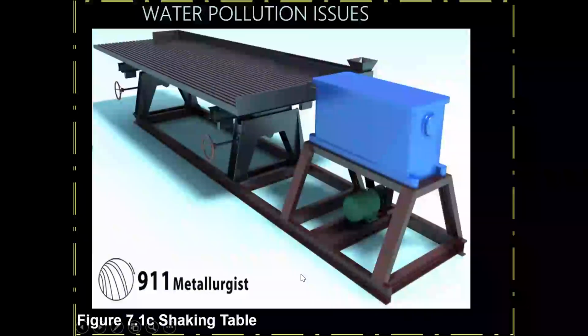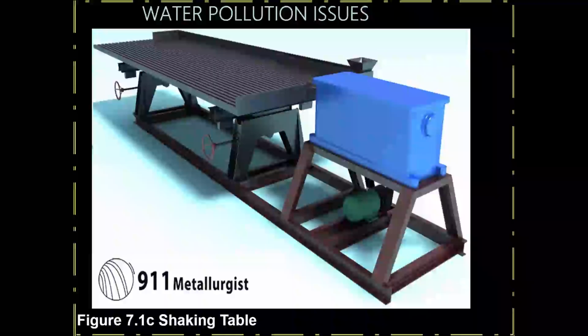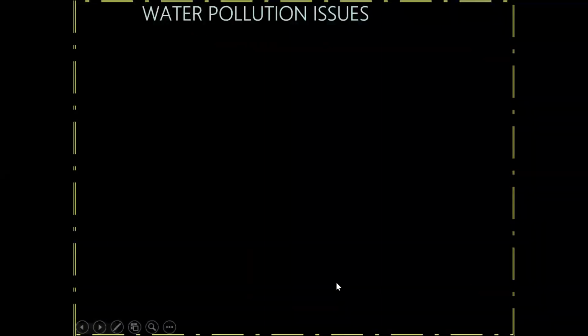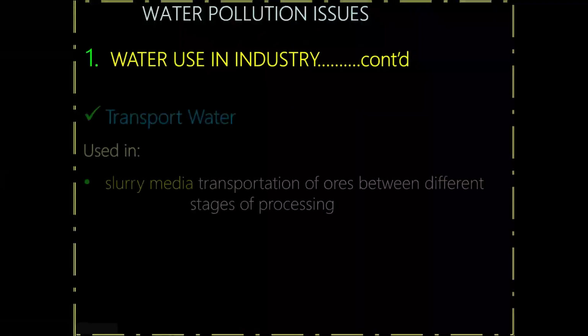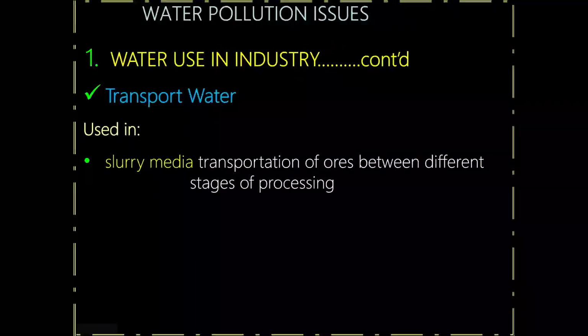Another thing is that this is the example of a shaking table. The metallurgists use it. This is just to separate the mineral of interest from the waste. You shake it, the mineral of interest will be collected at a point, and then all those that are not needed would be washed away. So these are examples of how water is used in the industries and work environments.